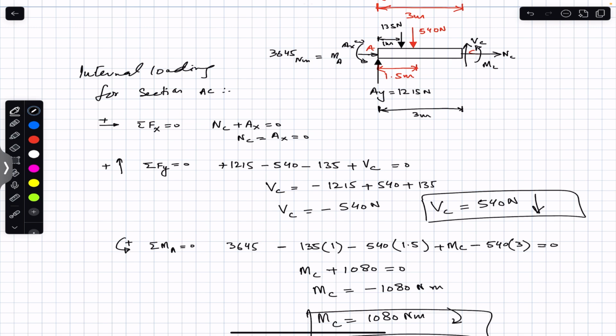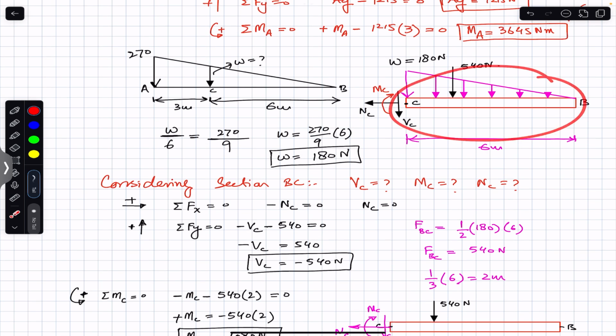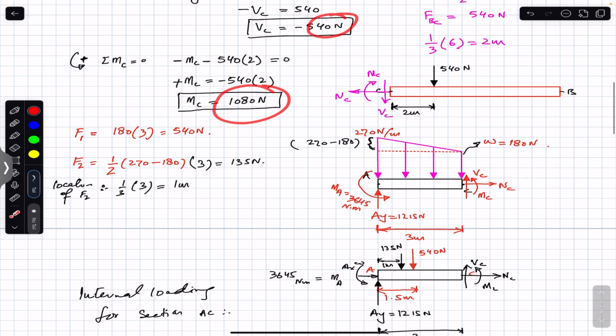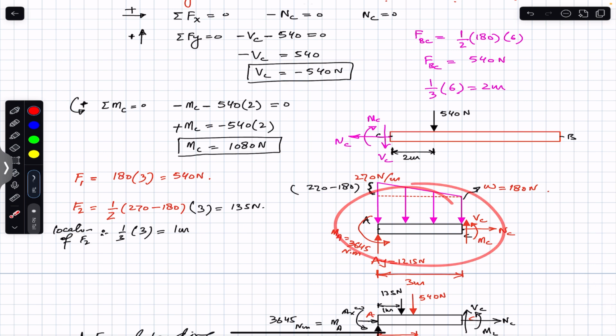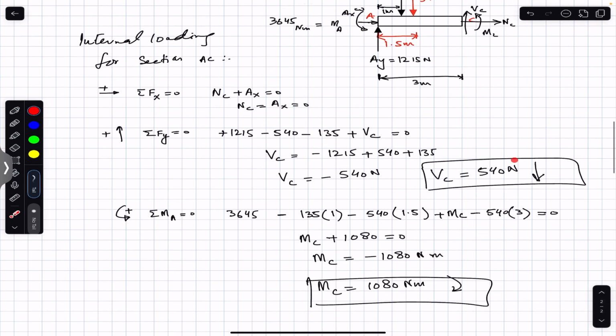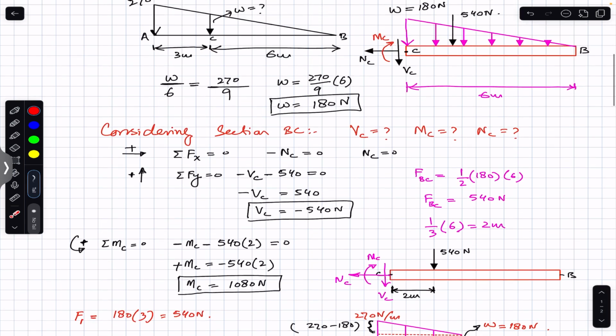So you can see we have considered this BC section and we got the magnitude of VC 540 Newton and the magnitude of MC 1080 Newton meter. And then we have considered this section AC and we got the same answer. So VC magnitude is again 540 and MC is 1080. And here VC is acting in the upward direction, since we have considered VC in the downward direction, but we got 540. So VC is equal to 540 Newton and it is acting in the upward direction.